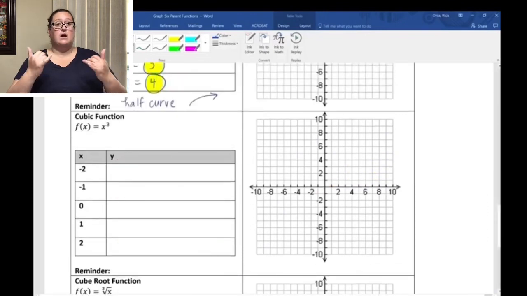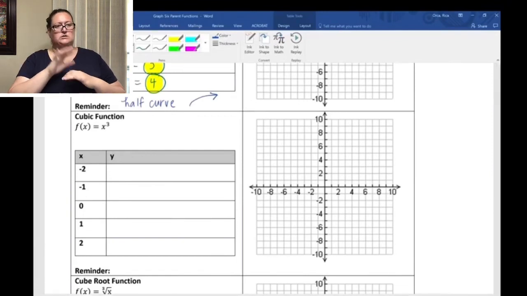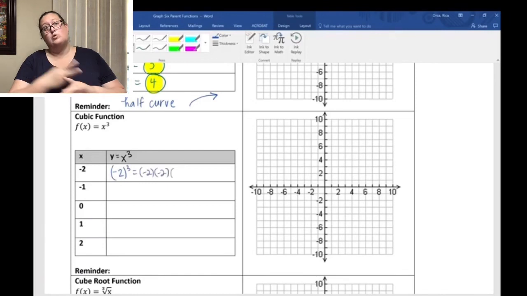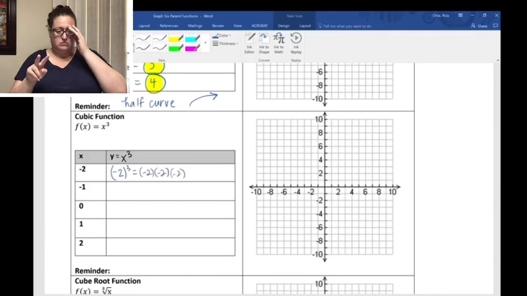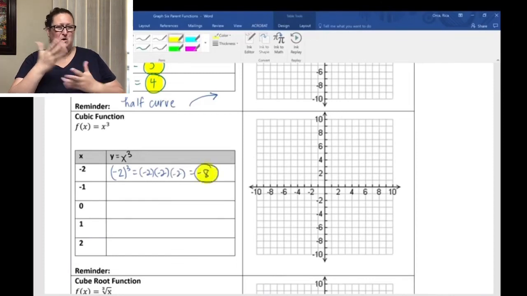Now we want to graph a cubic function, which is f of x equals x to the third. So let's plug our numbers in. When x equals -2, y will equal -2 to the third power. Class, that's -2 times -2 times -2, which is -8. And if you want to skip the middle step and go straight to the -8, that's okay.